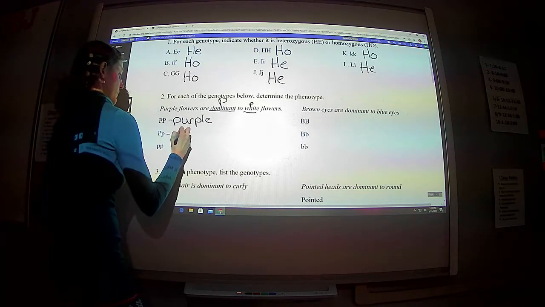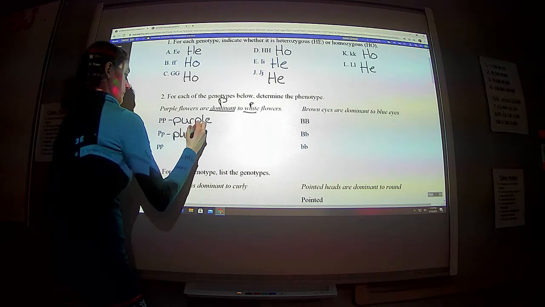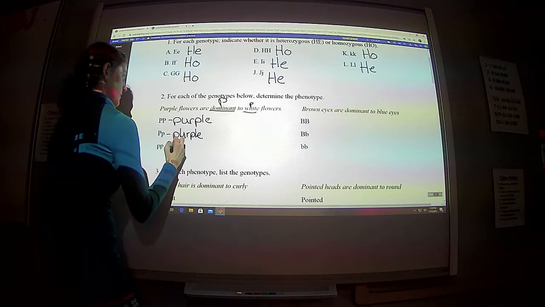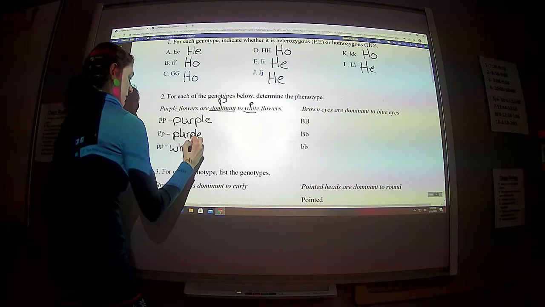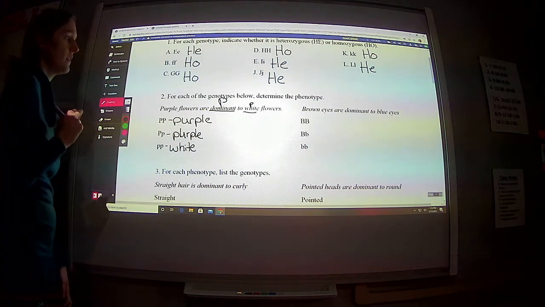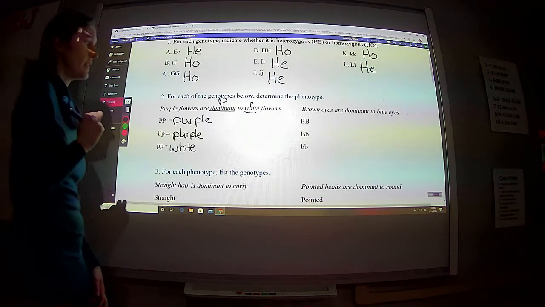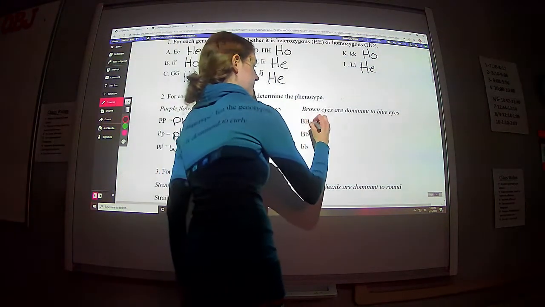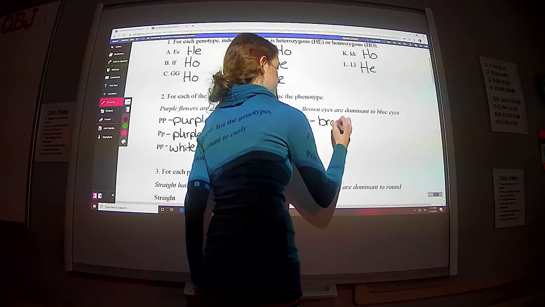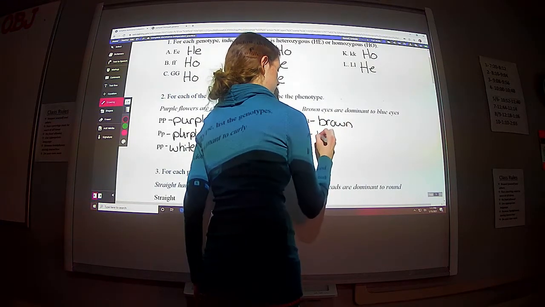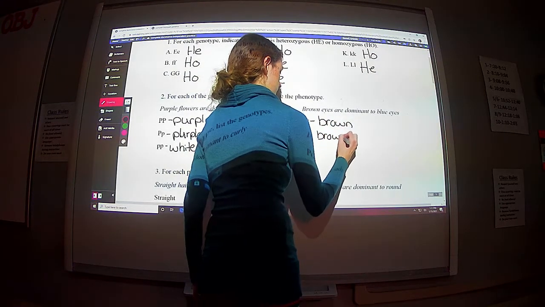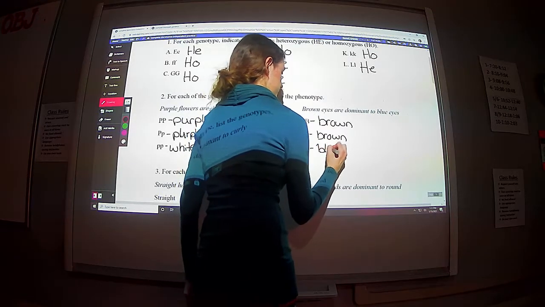This one is going to be purple as well. Two lowercase ones is white. Brown eyes are dominant to blue eyes. So my first one's going to be brown. My second one is going to be brown. My third one will be blue.